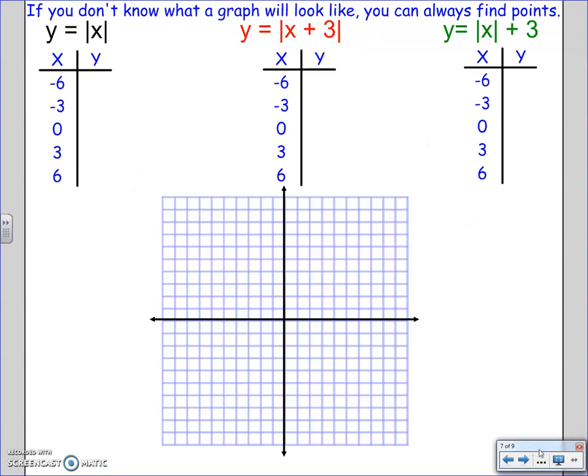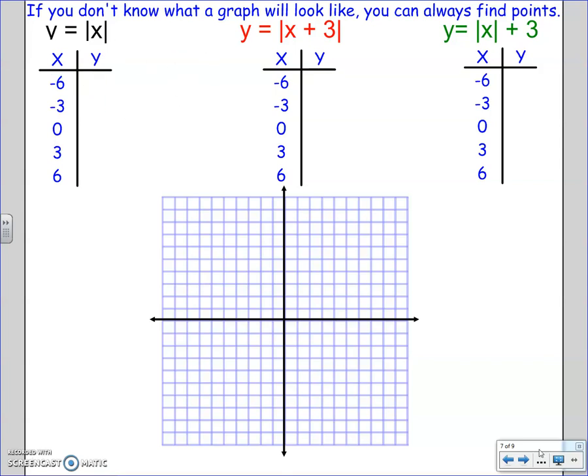So let's graph these. If you don't know what a graph looks like, you can always find points. You plug in x's, get the y's, and just plot them. So I'll graph this like I don't know what it is, and then we'll talk about the transformations in a second. This first is y equals absolute value x. If I plug in -6 for x, that's y equals absolute value of -6. Well, it comes out as positive 6, because I know what absolute value does. So here's 6.